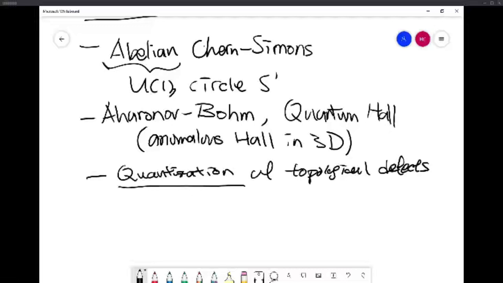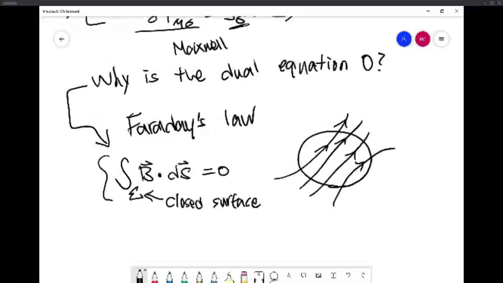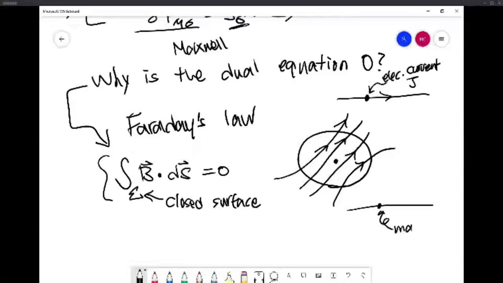Which is to say that the magnetic flux over the entirety of your closed surface is zero. So what does that forbid, right? That forbids magnetic monopoles, right? Because currents are basically charged particles moving, and that's a current. But if you don't have magnetic monopoles, you don't have what's called a magnetic current, only electric current.